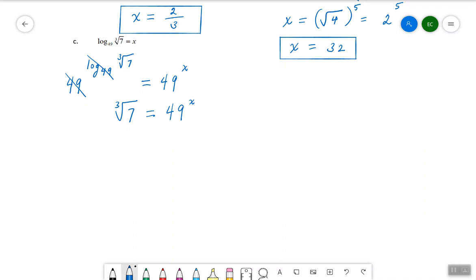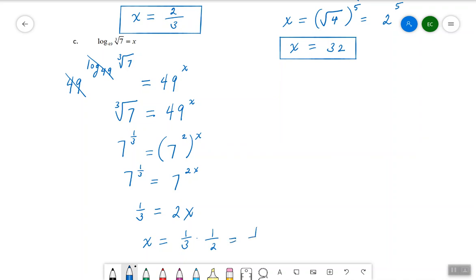What we did is we found a common base. So the cube root of 7 is the same as 7 to the 1/3 power. And 49 is the same as 7 to the 2nd power. So 7 to the 1/3 is equal to 7 raised to the 2x. With the bases the same, we can just drop them away. And then we'll have 1/3 is equal to 2x. Or if we multiply both sides by a half, we'll get our answer, x equals 1/6. And we're done.